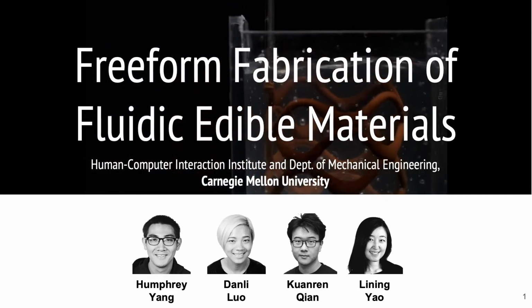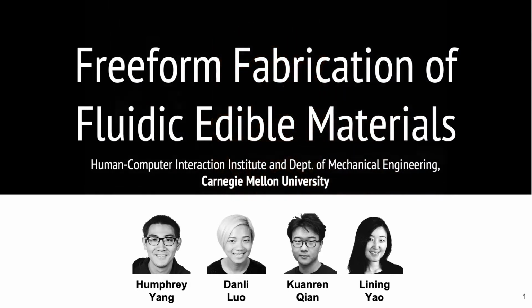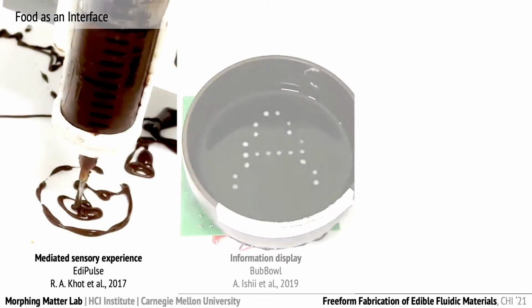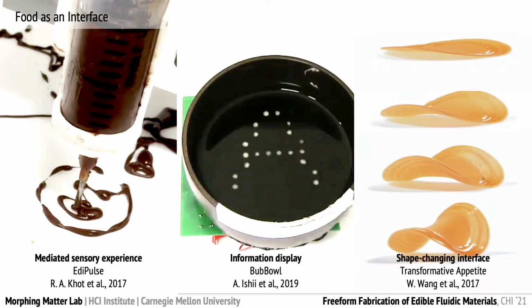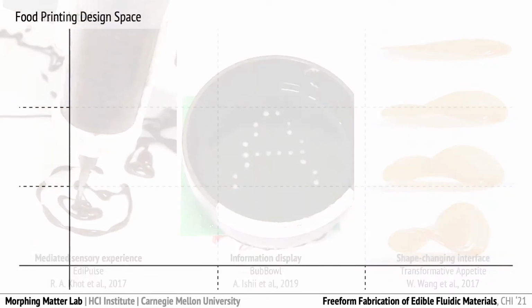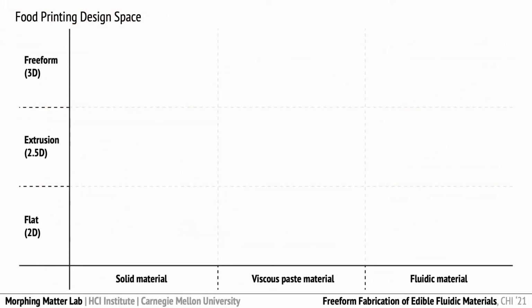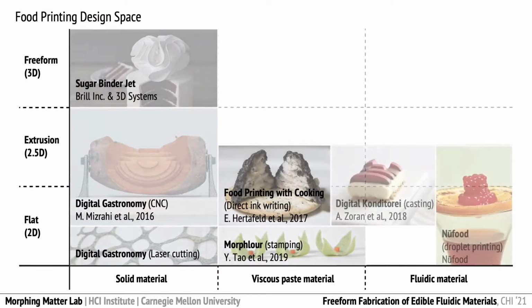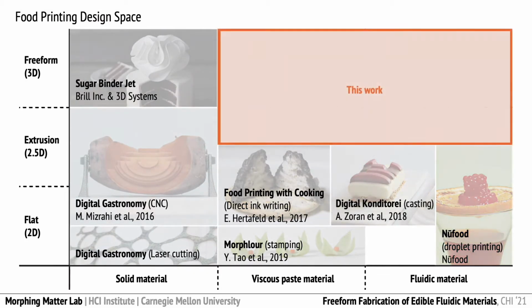Today, I'm here to present Freeform Fabrication of Fluidic Edible Materials. Food is beyond nutrition. In HCI, we are interested in using it to mediate sensory experiences, to influence user behaviors, to display information, and to leverage it as shape-changing interfaces with novel augmented functions. However, if we look at the design space of digital food fabrication, we will find that while a wide range of materials and shapes has already been navigated, printing fluidic materials into 3D shapes is still challenging, and we are dedicated to enabling this design space.